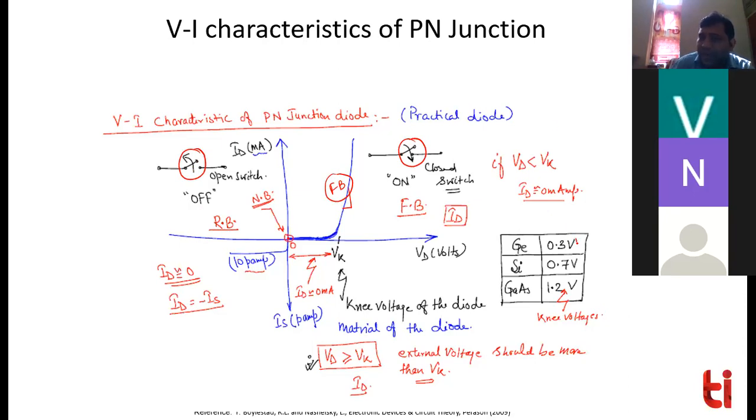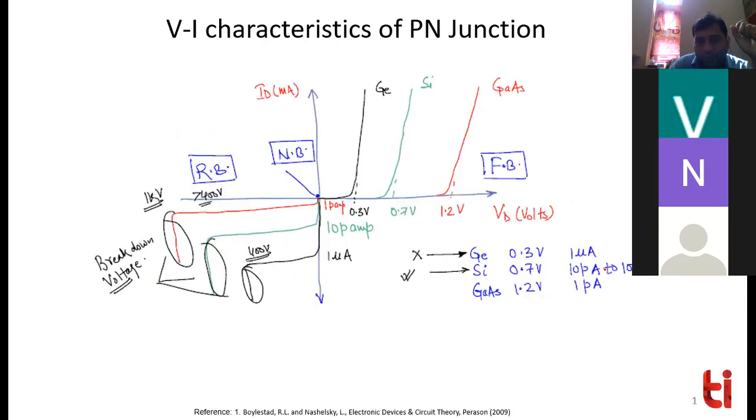We have also seen the knee voltage. Sorry, it's not band gap, it's the knee voltage. Knee voltage in case of germanium is 0.3, in case of silicon is 0.7, and in case of gallium arsenide is 1.2. We have also seen, if we have a different material, how the forward characteristics and the reverse characteristics will take place.